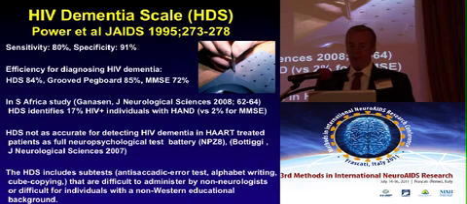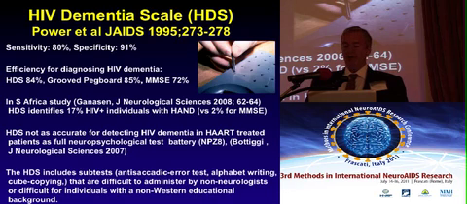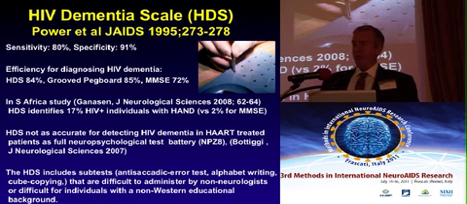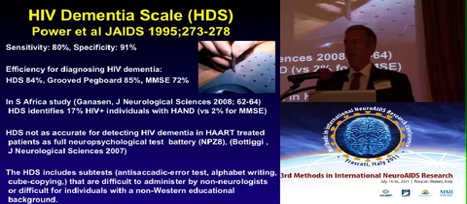When this was first looked at in the early 1990s, again, this is prior to the introduction of CART, combination antiretroviral therapies, so the syndromes of dementia were much more impaired at that time than what we see currently. But in the early 1990s, the HIV dementia scale had a sensitivity of 80% and a specificity of 91%. And the diagnostic efficiency for diagnosing dementia for the HDS was 84%.